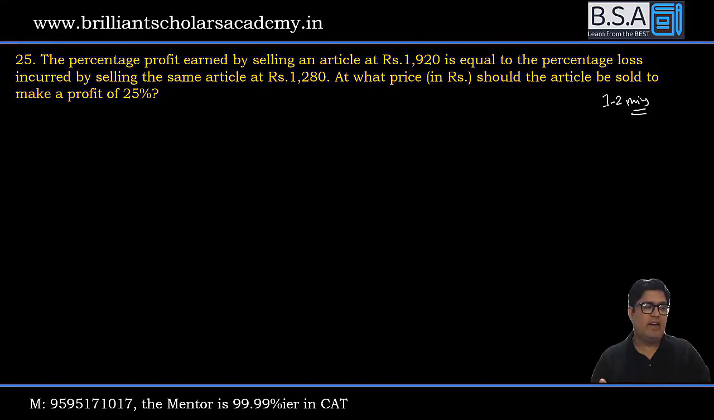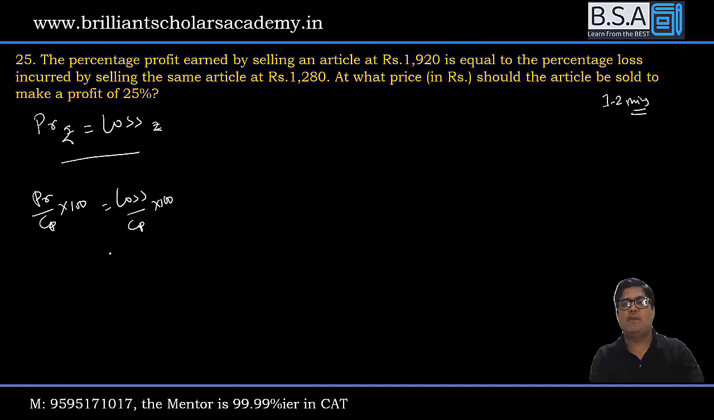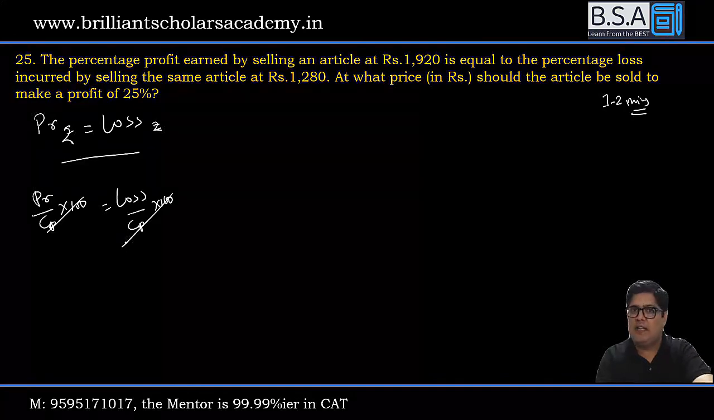Can I say one thing? If I have to calculate profit percentage and loss percentage, it will be on the same cost. So if profit and loss percentage are equal, can I say profit in rupees and loss in rupees will also be the same? Why? We say profit upon cost into 100 is profit percentage, and loss upon cost into 100 is loss percentage. If profit and loss percentage are equal, indirectly you are telling me profit and loss are also equal in rupees.